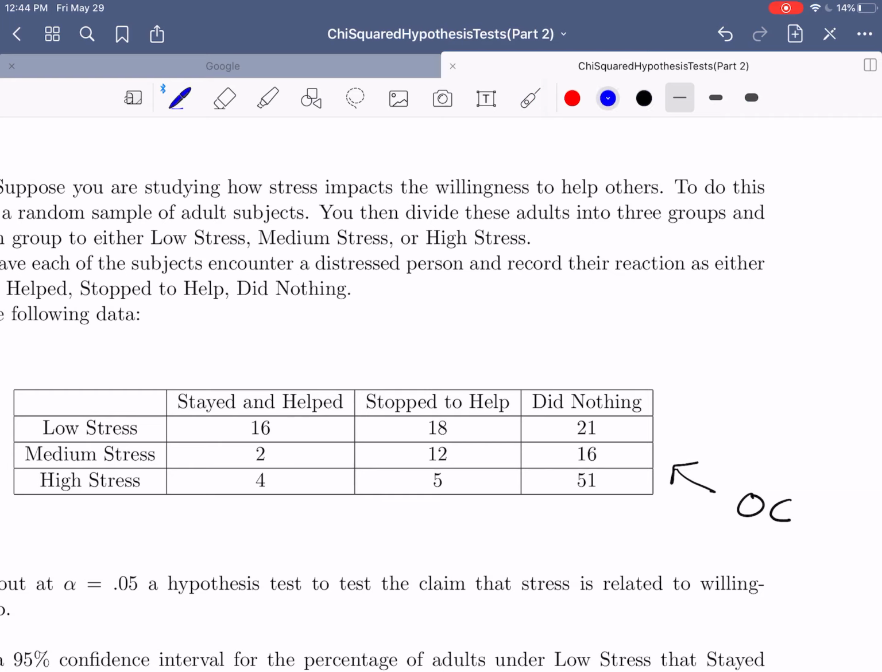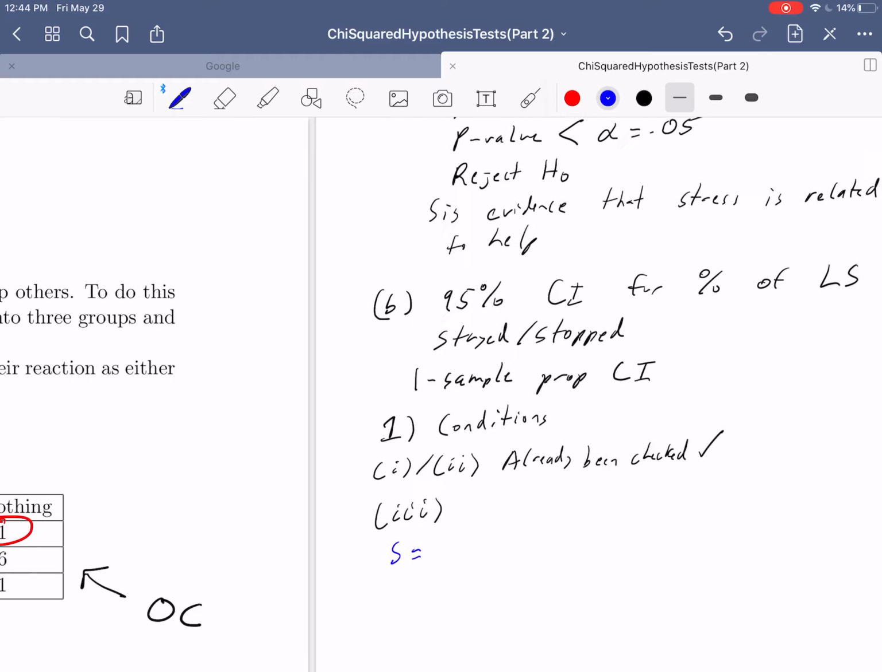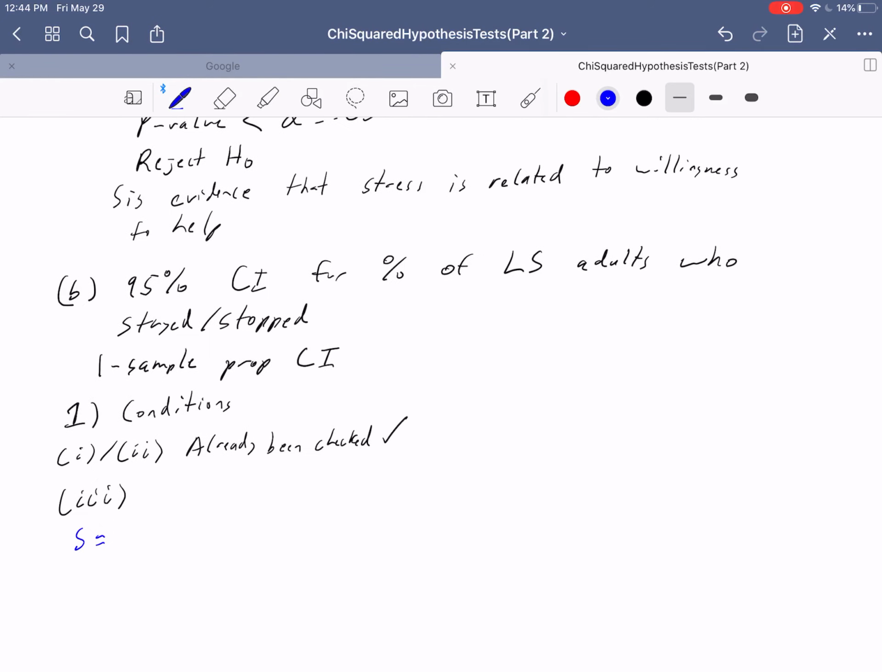So if we go back here, what counts as a success? Well, only for the low stress people. So we'd say that and that count as successes, whereas the low stress people who did nothing count as failures. So our successes here would be the 16 plus the 18, because we don't care if they stopped or if they stayed. That would be 34 successes, which is greater than or equal to 10, so we're all good there.